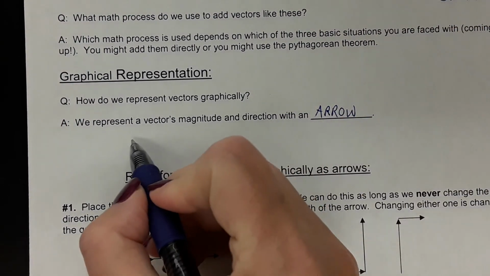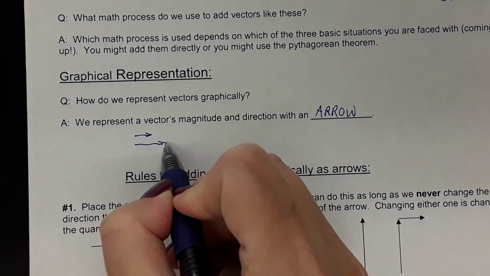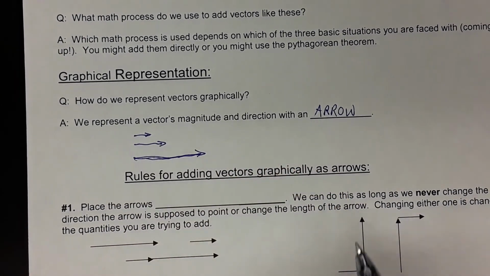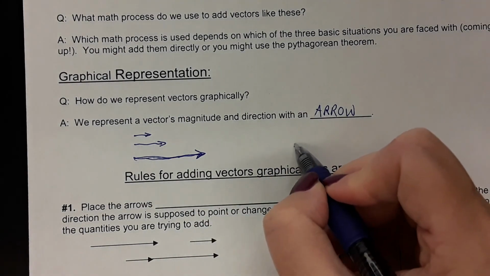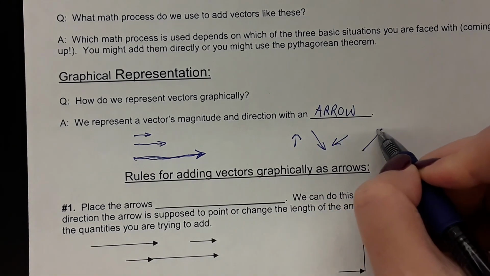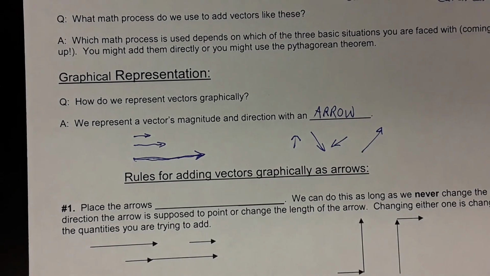Arrows can show magnitude by simply how long you draw them. The longer the arrow you draw, the bigger the vector represented. Arrows also point. You can point them all different ways, okay? So arrows are very good for representing vectors graphically.